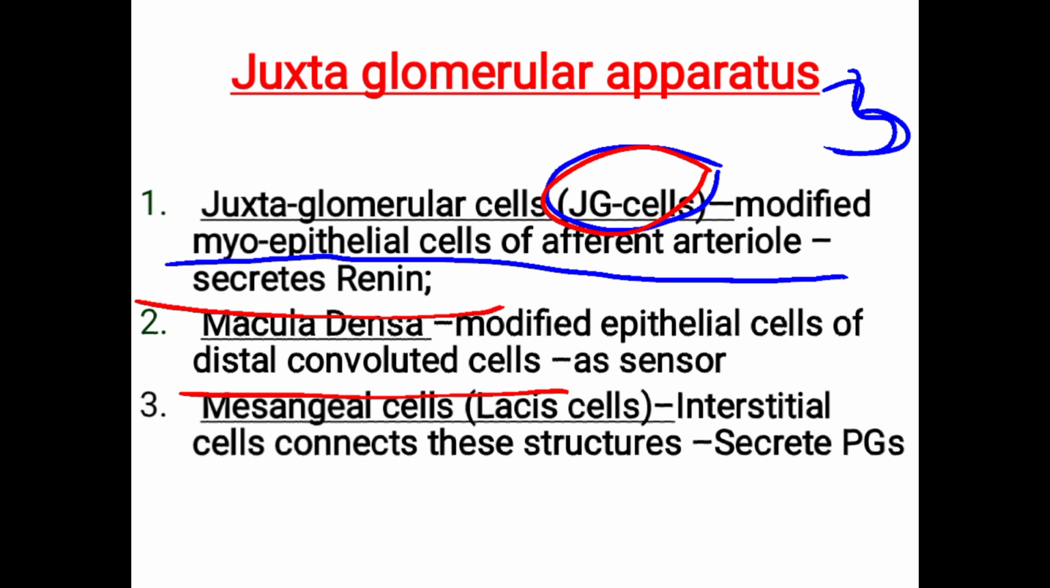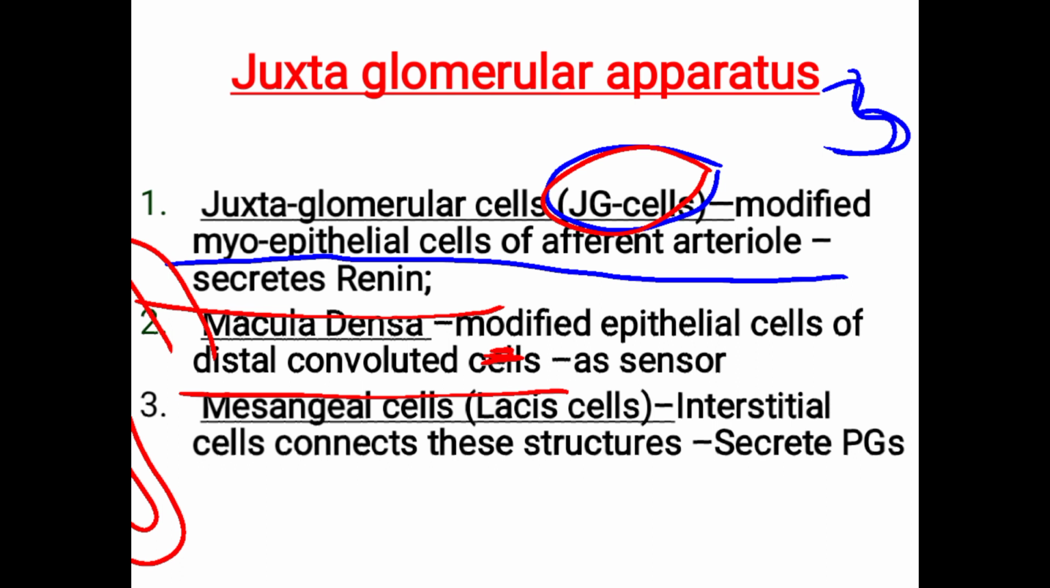So this is the Bowman's capsule. The Bowman's capsule is continuous and forms like this. This is a descending limb. This is the loop of Henle. This is the distal convoluted tubule, and in the DCT there is the macula densa present. This blue colored one is the macula densa.